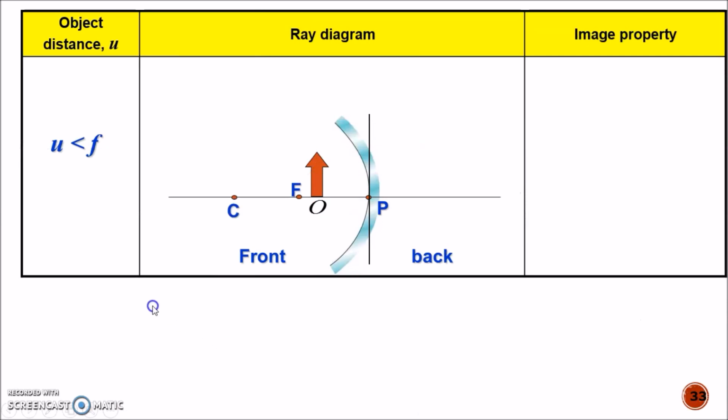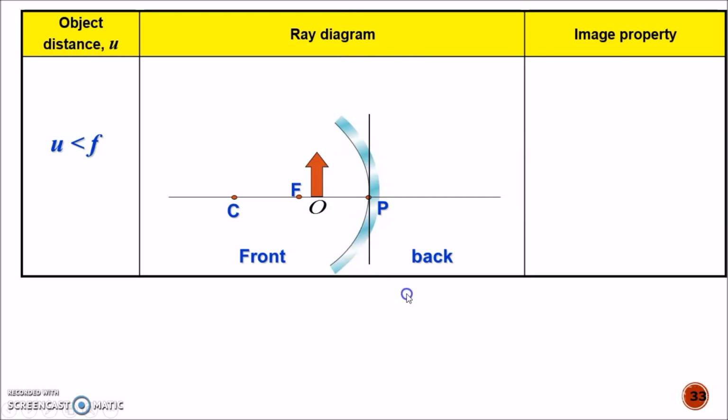The last case for the concave mirror is object distance is less than the focal length. So focal length is the distance between F and P. So object distance is less than it, so it will be here at any point as long as it is less than F.